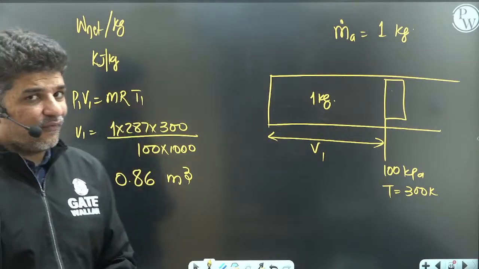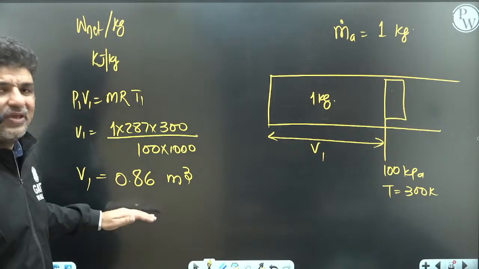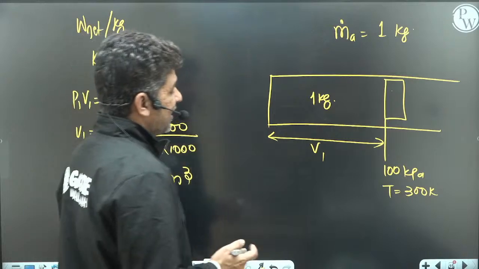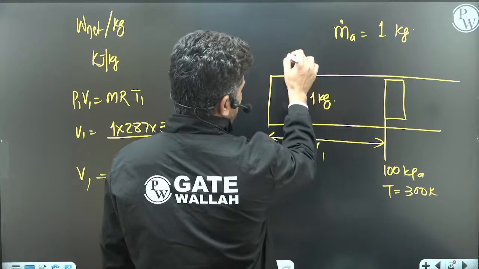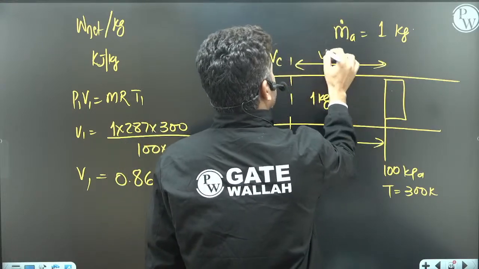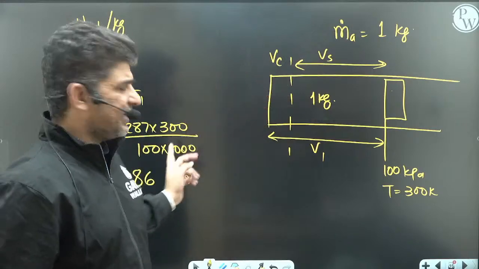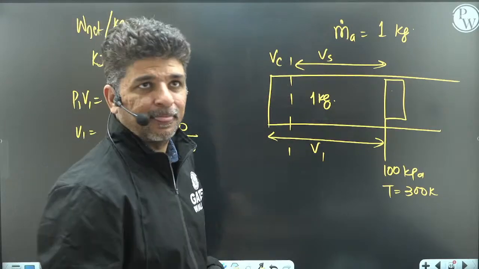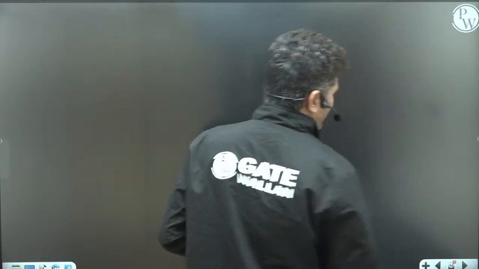Okay, now from this V1, can you calculate Vs? Yes, we can calculate Vs. How? For calculating Vs, let's say this is the clearance volume, this is Vc and this is Vs. So we know that Vs plus Vc is 0.86. Okay, Vs plus Vc is 0.86.